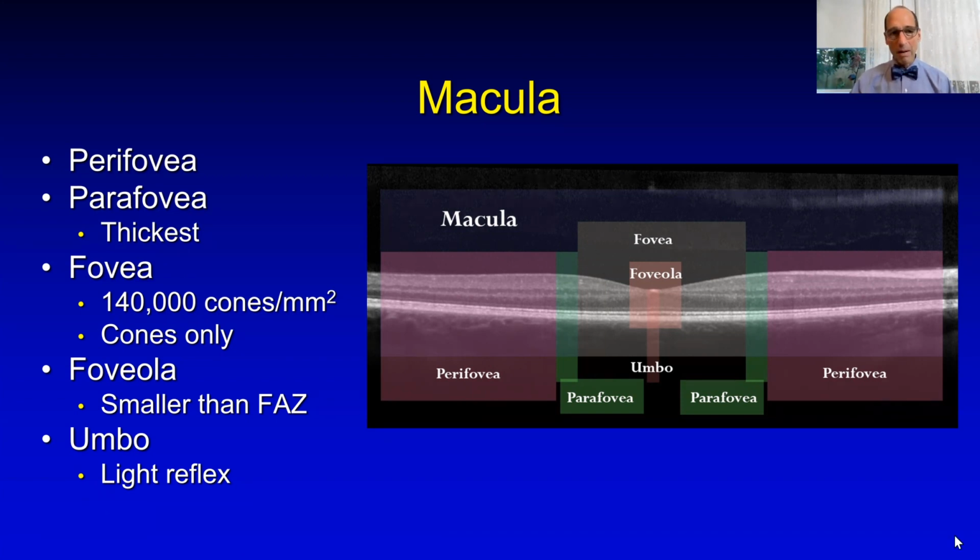So the perifovea is the thickest part of the macula, which is over here, starting from the outside in. Again, we don't really talk about that ever. The parafovea is right between the perifovea and the fovea where things flatten out. The fovea we talk about all the time in the middle.